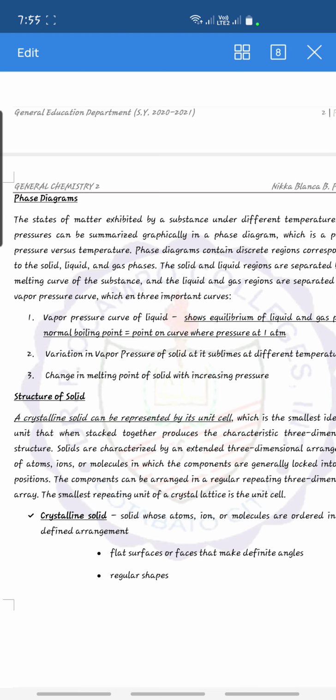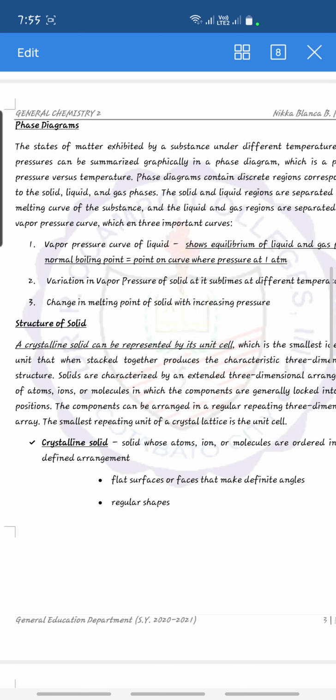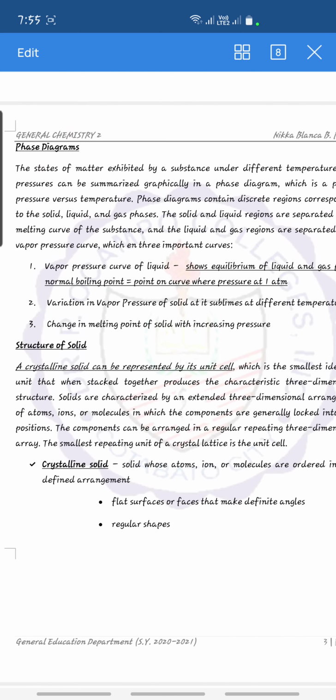First we have the vapor pressure curve of the liquid. It shows the equilibrium of the liquid and gas phases, and the normal boiling point. This normal boiling point is the point on the curve where the pressure is 1 atm, or atmospheric pressure, right? It is actually produced by atmospheric pressure, but when we say atm, it is not automated teller machine. It's actually a unit.